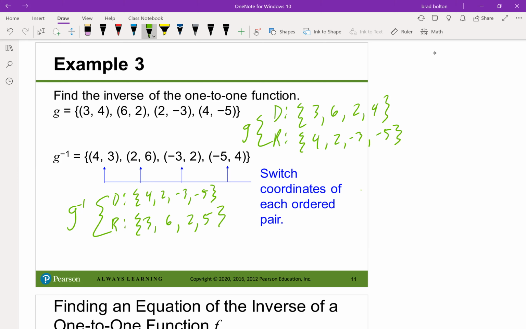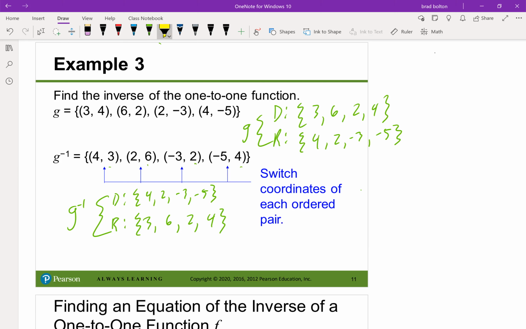Now, if you notice, if we look right here, the domain was 3, 6, 2, 4. I'm sorry, I messed that up. I looked at the wrong one. 3, 6, 2, 4.